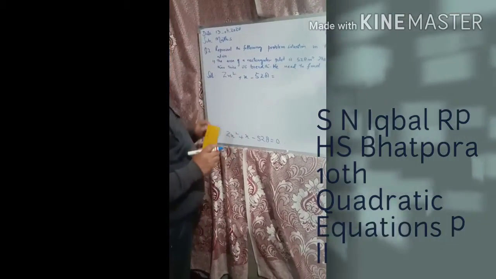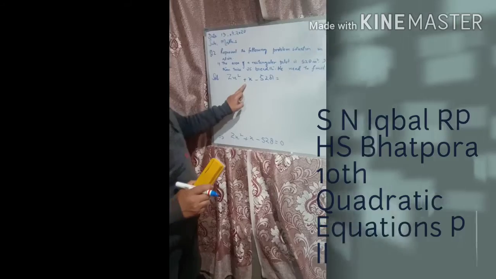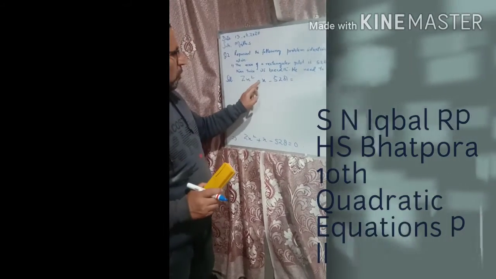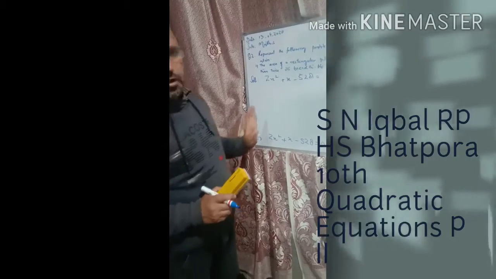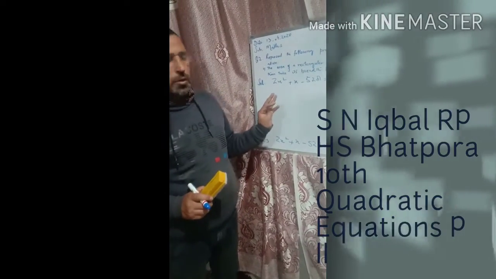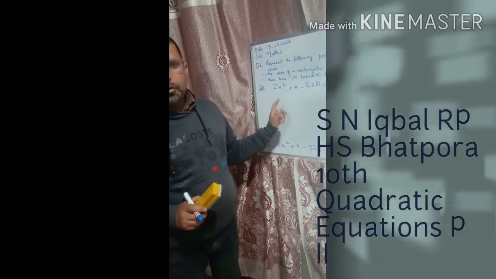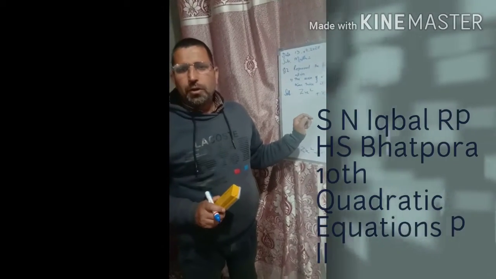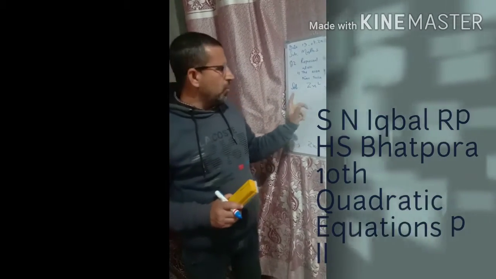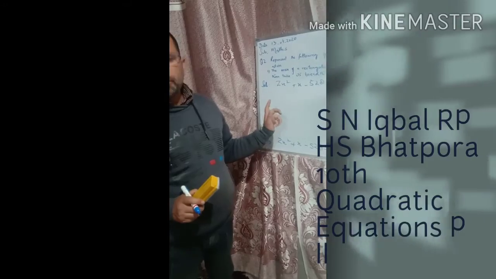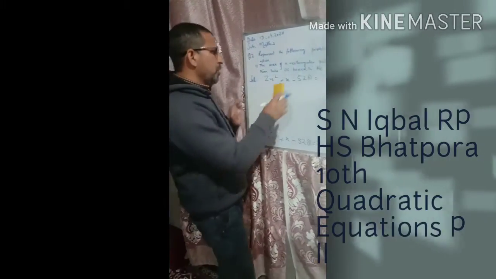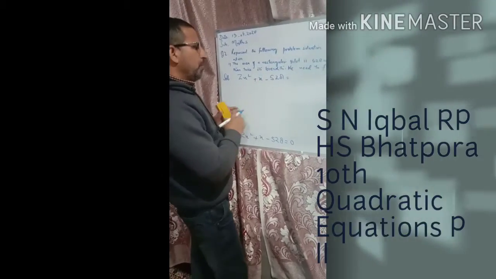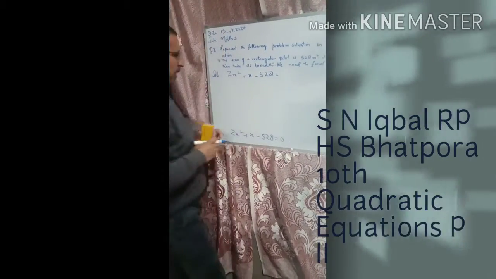In order to solve this equation for x, we have different methods like factorization method, by completing the square, and by using the quadratic formula. Another method is the graphing method, but we will solve this equation by means of the factorization method. And what is the factorization method?